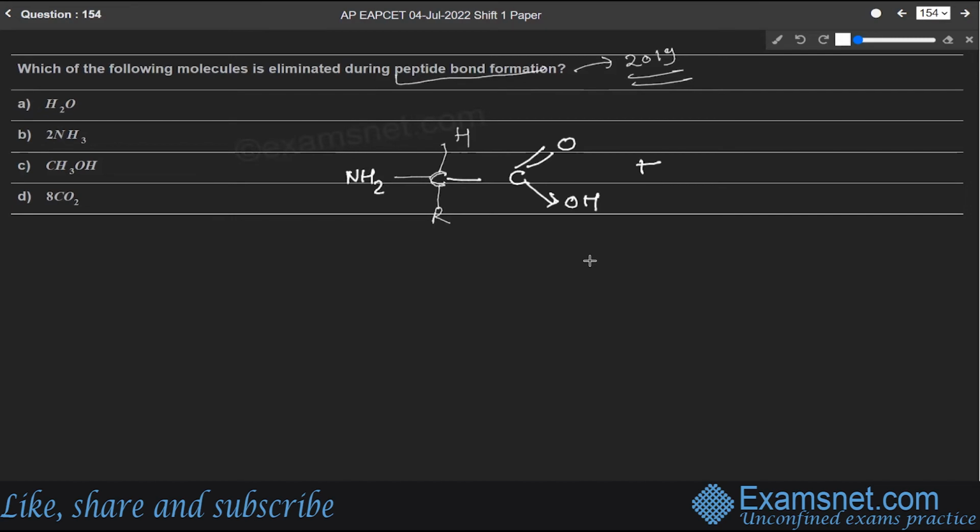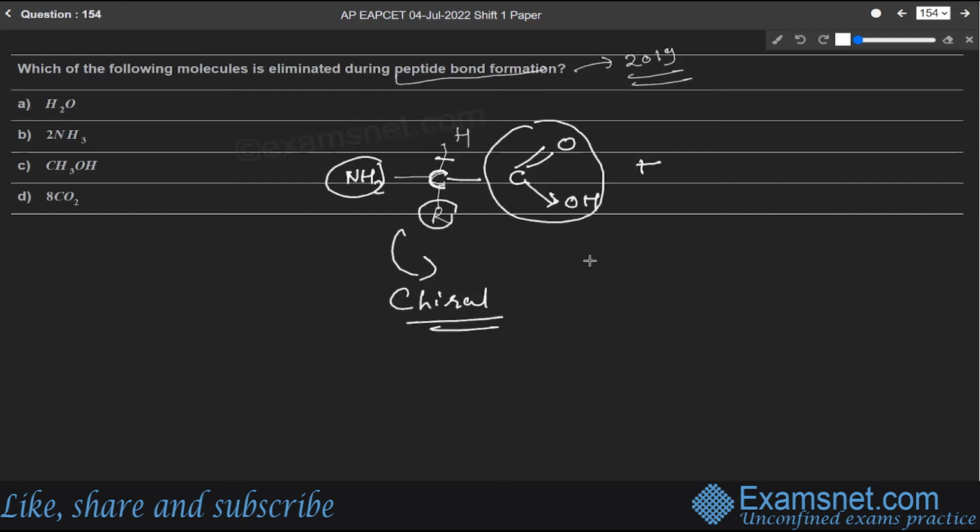You see, this is a chiral compound. Chiral compound means what? One carbon has four different valencies. Hydrogen is different, the amine has a different group, the alkyl chain is different, and this particular group is a different group. So this particular compound is a chiral molecule, right? If it consists of four different valencies, then that particular compound is chiral.